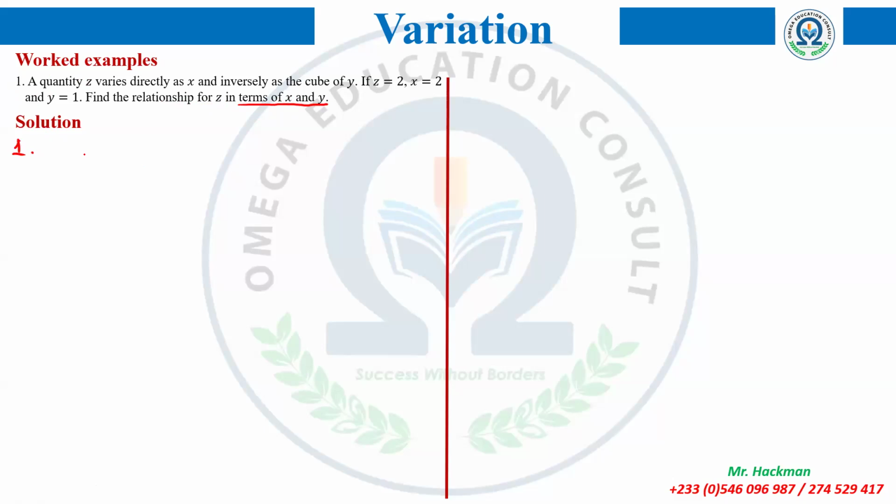Then my variation statement is key. Given, we are told z varies directly as what? x. So x should occupy the numerator. And inversely, once inversely comes in, then over the cube of y, so it will be y cube. All correct? Yes, sir. Okay, very good.